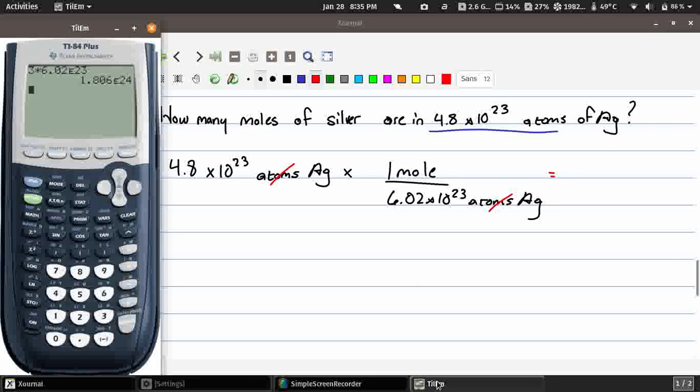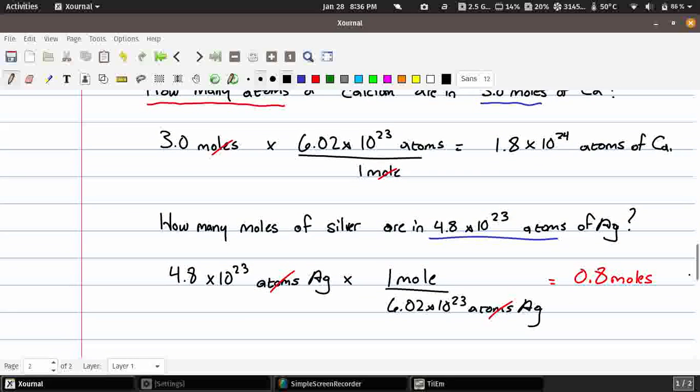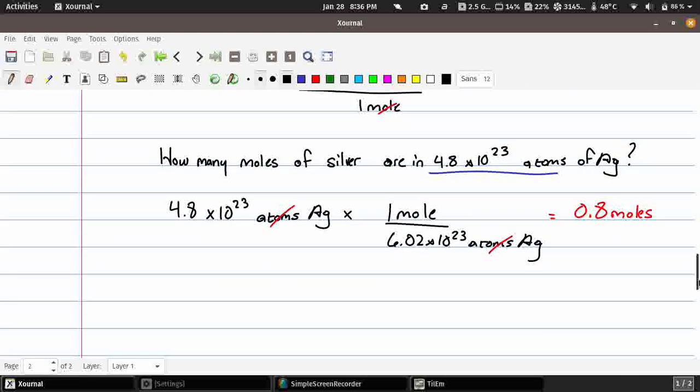So let's plug that into the calculator. So we have 4.8, second EE, 23, divided by 6.02, second EE, 23. And you're going to get about 0.8 moles. And then that's it for understanding the basics of going from moles to particles or atoms or whatever.